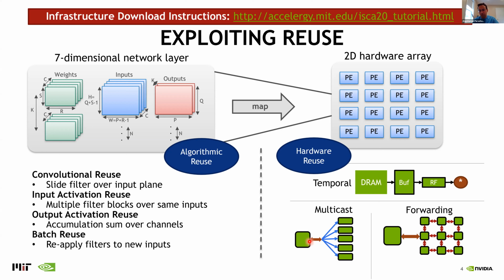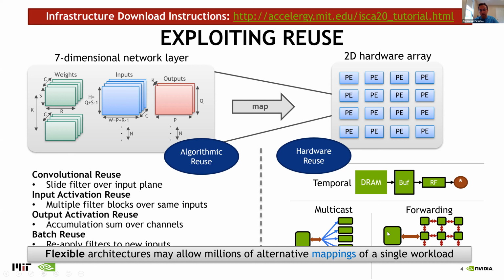There's multicast reuse, when a single element that you fetch from an expensive storage is multicast onto a number of clients, a number of users of that value, and so you avoid accessing that expensive storage multiple times. And then there's network forwarding reuse, in which somebody who's used a value at a particular instance of time can forward it on to a neighbor that's connected to it in the next instance of time, instead of reading it from an expensive storage unit.